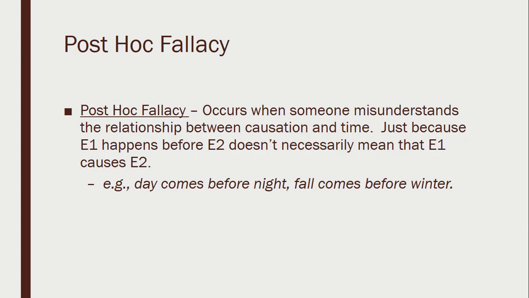Okay, so next let's discuss the post hoc fallacy. This occurs when someone misunderstands the relationship between causation and time. Just because E1 happens before E2 doesn't necessarily mean that E1 causes E2. So this can be a mistake, right? Just because one event occurs before a second event, you cannot therefore conclude from that that E1 causes E2.